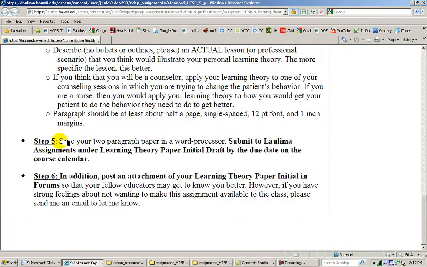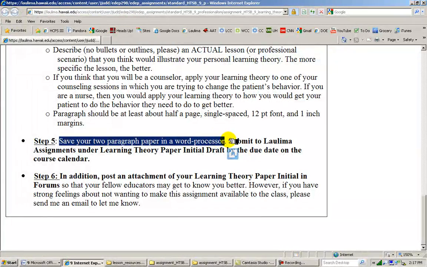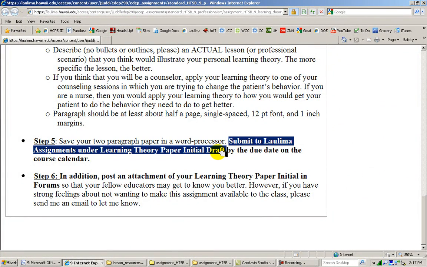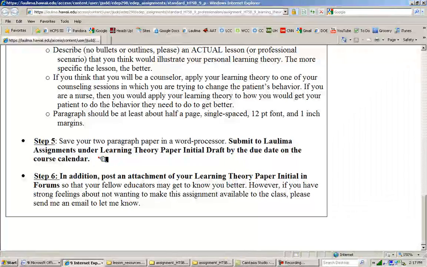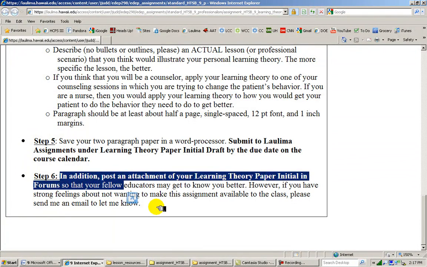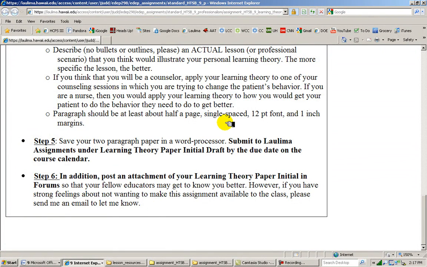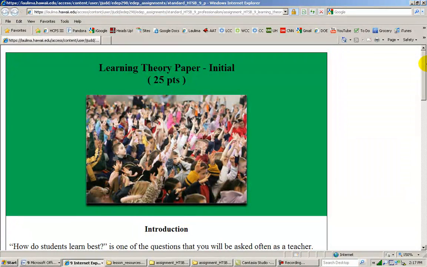Save this two-paragraph paper in a word processor. You're going to submit it in two places: under assignments under learning theory paper, and take a look at the course calendar for the due date. Then you'll also post this initial draft of your learning theory paper in the forums so that your fellow educators can see what you believe. If you are not comfortable posting this assignment in front of your classmates, please send me an email, let me know, and we can discuss. Okay, that's it for your first assignment for learning theories.